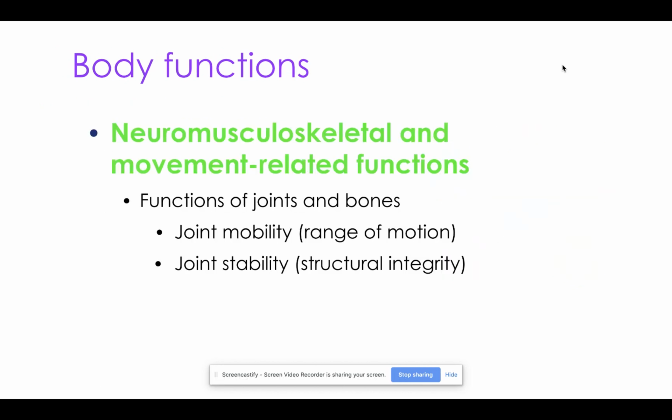The next is the body functions, looking at the movement of our body and also the stability of our body. So this looks at the muscles and the joints and what makes up our body. When we talk about joint mobility, we're talking about range of motion. This is how much motion do we have at a joint. When we talk about joint stability, this is structural integrity, and this is how our muscles are composed and how it's able to provide structure and support to our body.